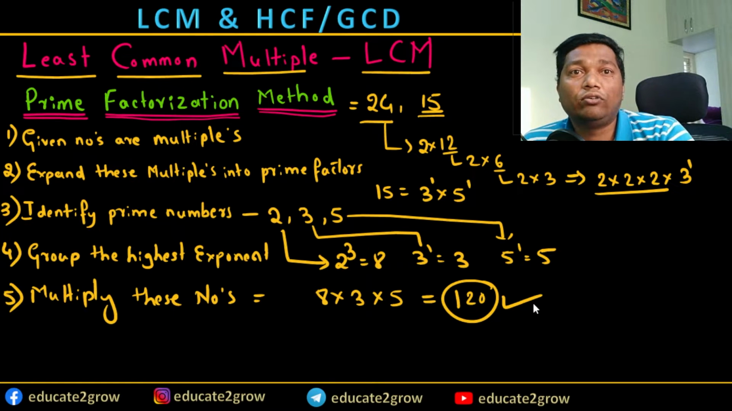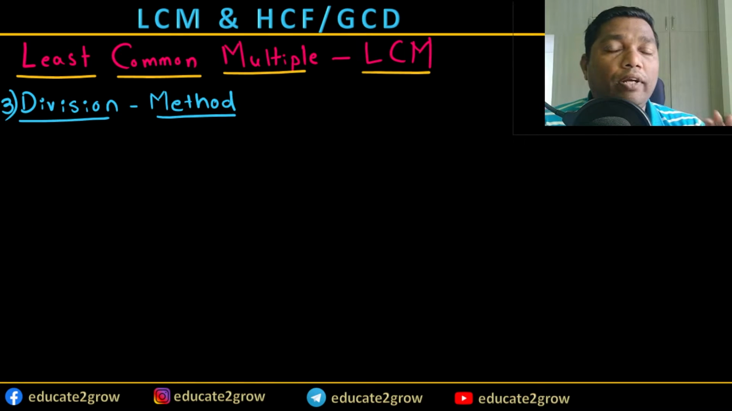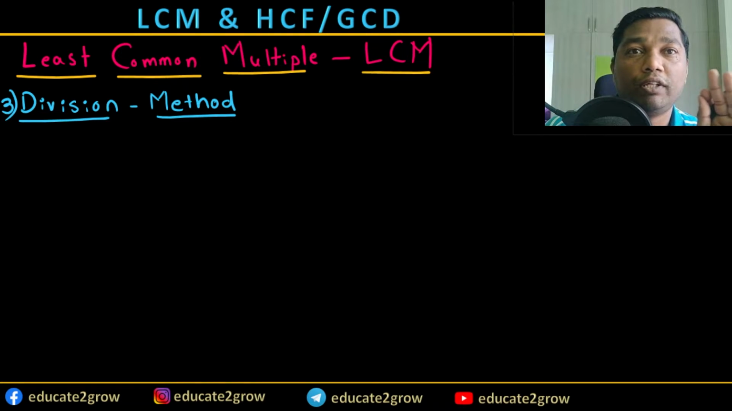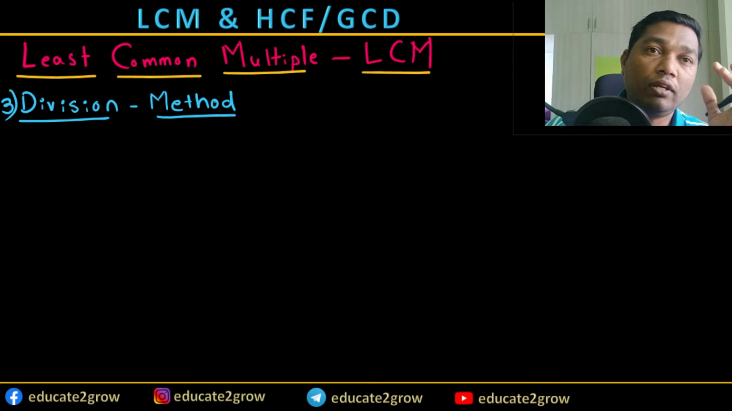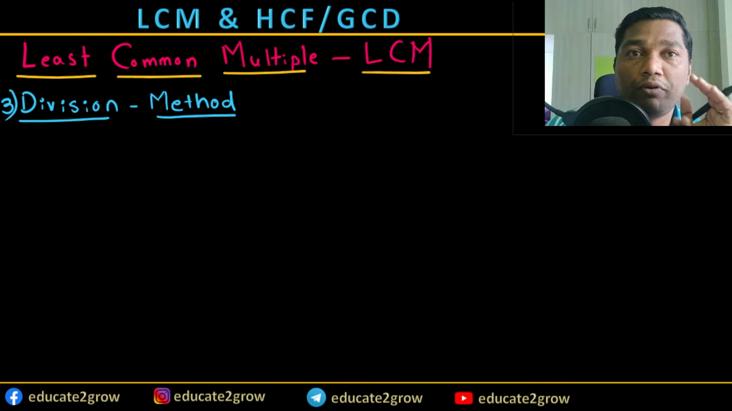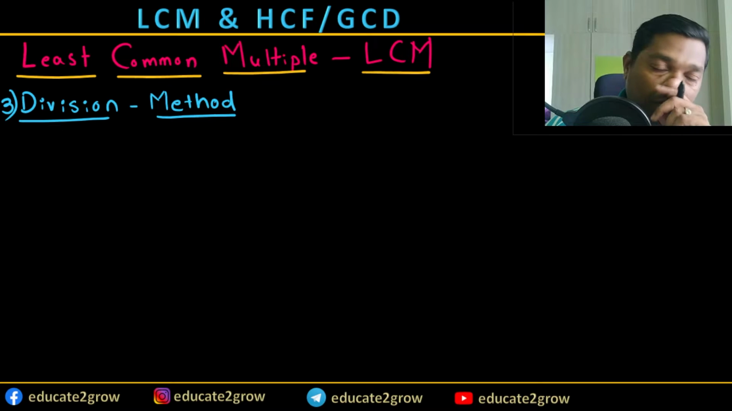So let's get into the next method, which is called the division method. Now let us concentrate on the third method, the division method. How do we find the LCM using the division method? You may get a question like: solve the problem using the division method. The division method is very simple. We need to use a prime number to divide the given numbers. Make sure you get the remainder 0. So that's the one method.